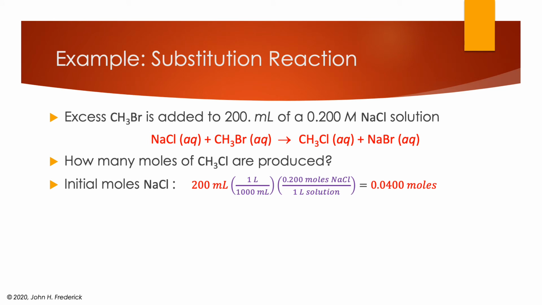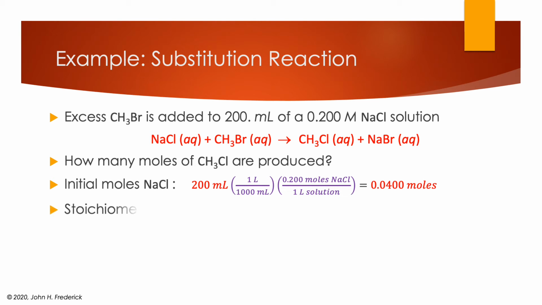The initial moles of sodium chloride we have is 200 mL of solution. We're going to convert that to liters, so we divide by 1,000 mL, and then we multiply by the concentration of the sodium chloride in that solution, which was 0.200. When we do all of that, we'll end up with 0.040 moles of sodium chloride present in our solution.